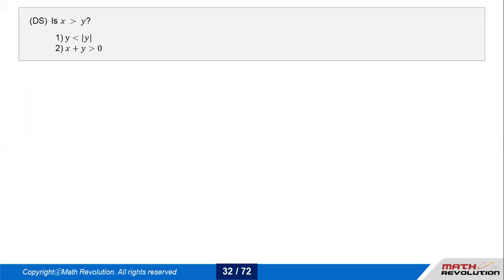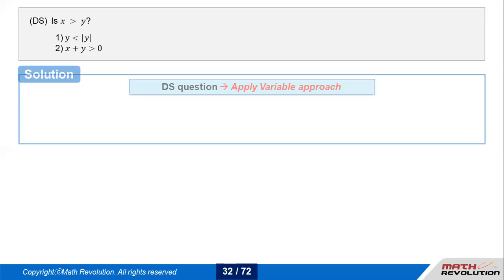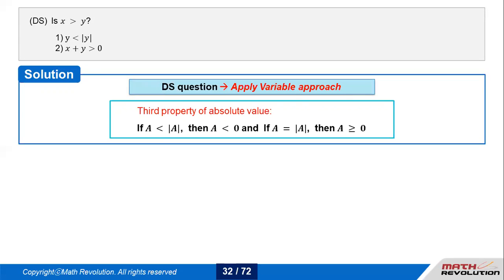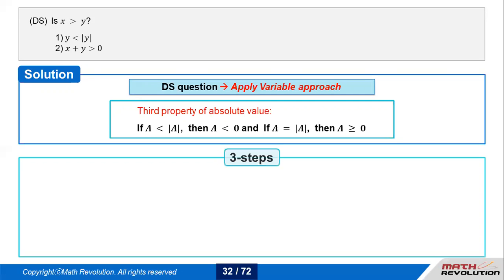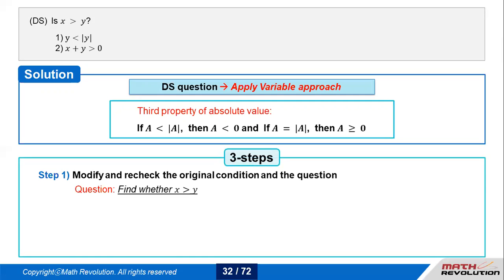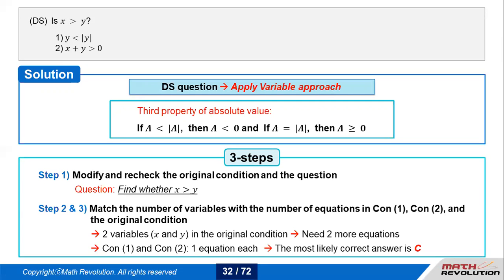So let's apply this. Is X greater than Y? Now see, we know that if A is less than its own modulus, then that is only possible if it is less than 0, if it is a negative number. But if it is equal to modulus of A, then it is always possible when it is greater than or equal to 0. So right now there's nothing much to modify in the question, because it says is X greater than Y. So I'll directly go on to step number 2 and 3 to check the number of variables, which says that I have two variables, X and Y. So I need two equations to solve this particular question, and hence the most likely answer seems to be C again.